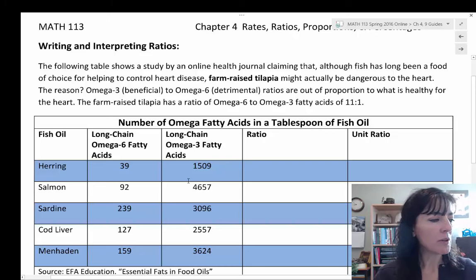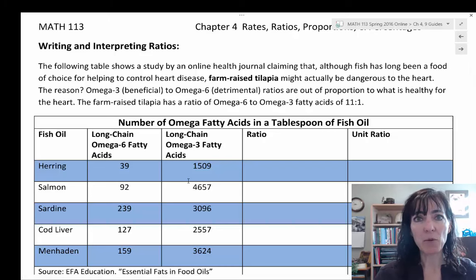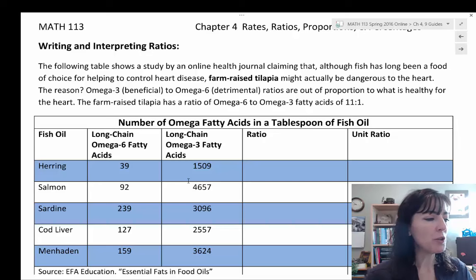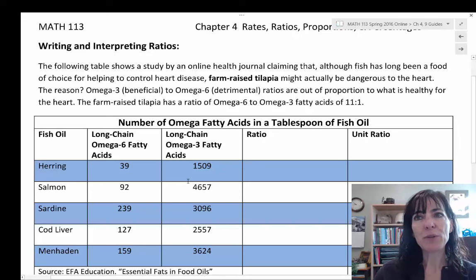Often we also are going to see a table with information, and we can use ratios to help us figure out a comparison between items, just like we did with unit rates. We can use ratios to help us figure out which is a better fish oil, for example.